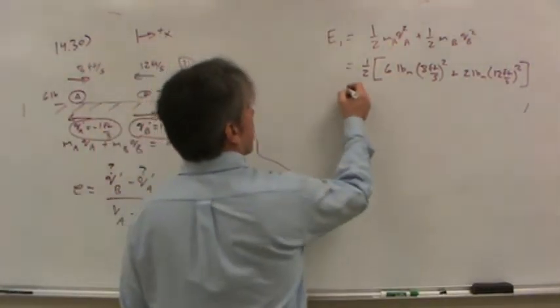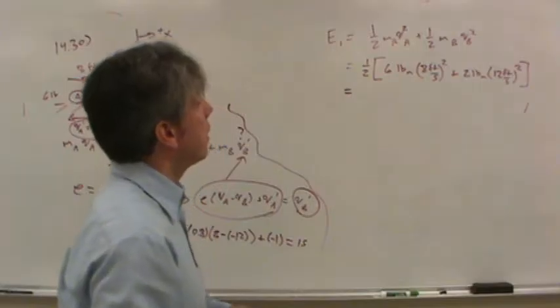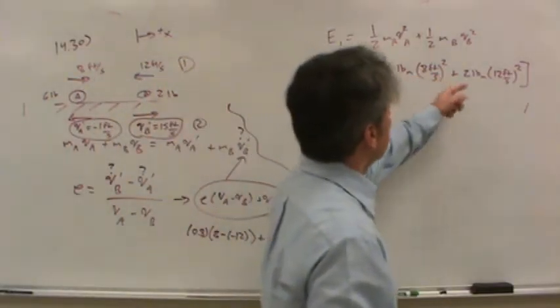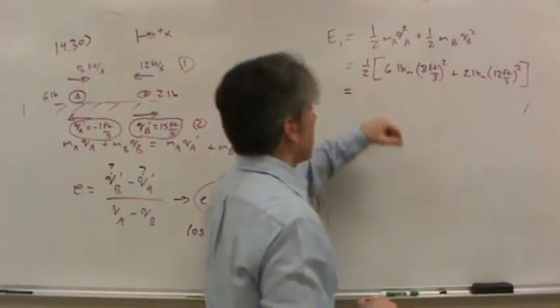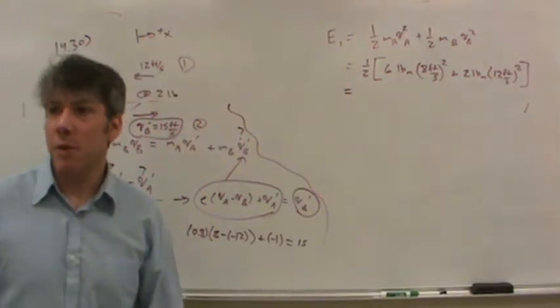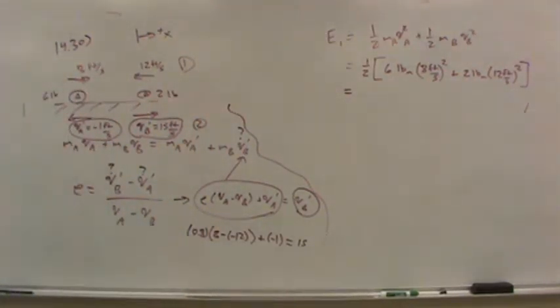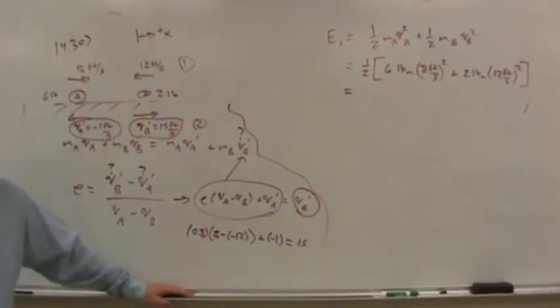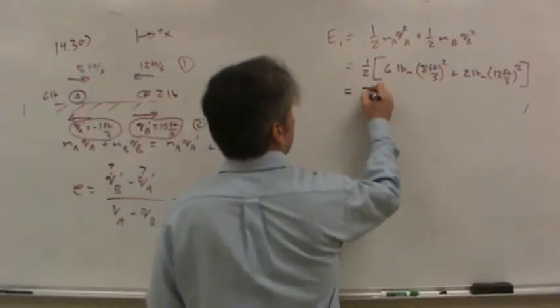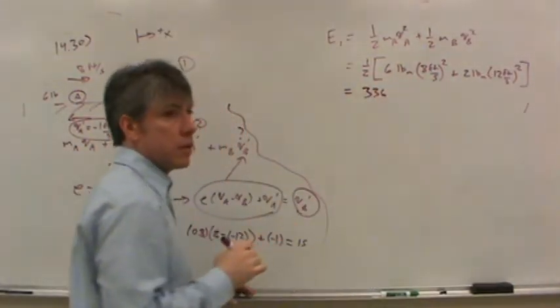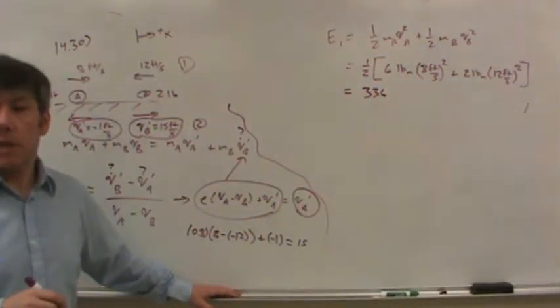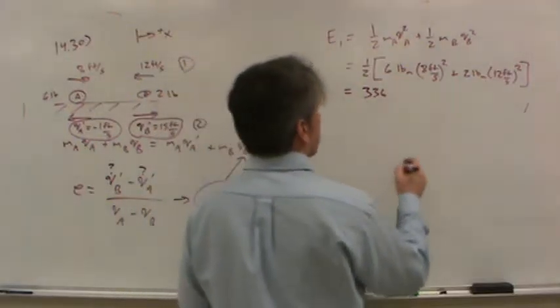Okay, so let's see what we get for the energy before impact. 8 times 8 is 64, times 6. I'm not going to do that in my head. It's too early in the morning. You do it. What do we have for the energy before impact? Does anyone agree with that? Yeah. Second? All right. 336. What are the units?